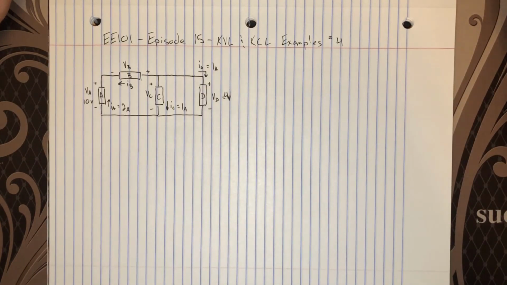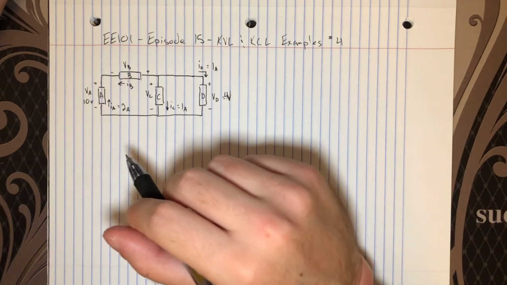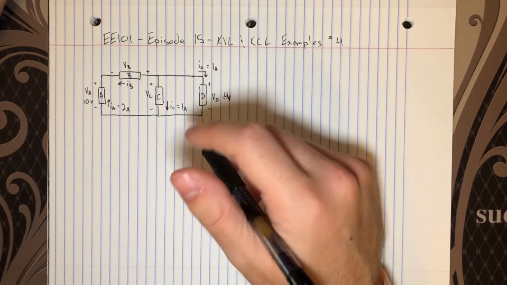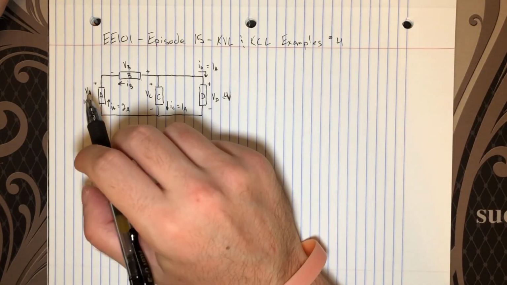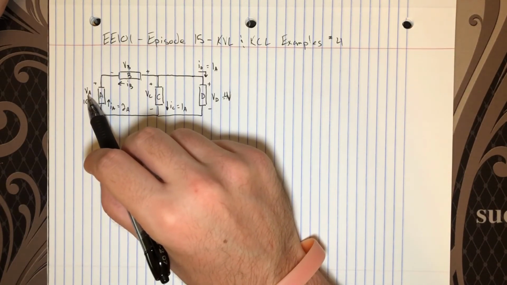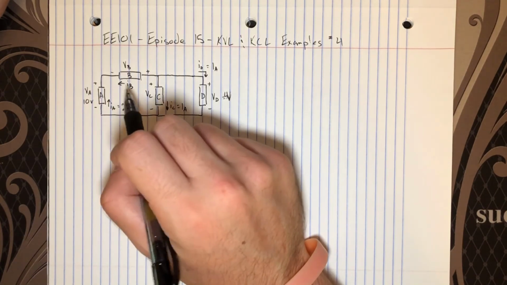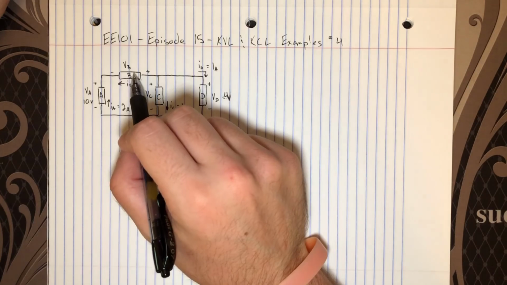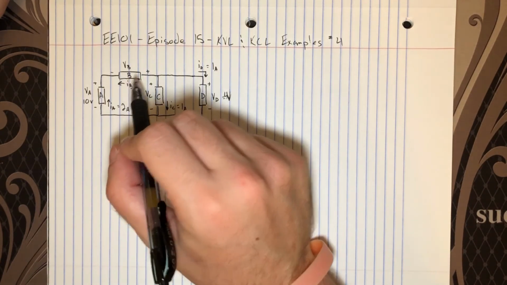Okay, I've drawn us up a nice example circuit. I have elements A, B, C, and D, and I've labeled voltages and currents for each, some known, some unknown. So let me talk about those real quick. We have VA, which I've said is 10 volts, and IA, which is 2 amps. VB is unknown, and so is IB. Both VB and IB are unknown to start.